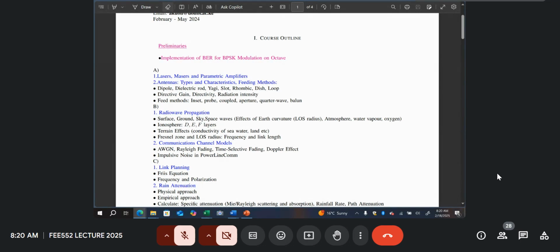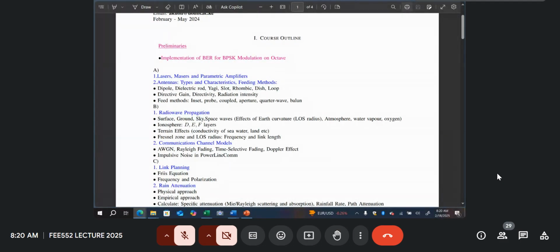So that we'll do when we're talking about implementation of the bit error rate for binary phase shift key modulation on Octave. Octave is just like MATLAB. It's open source. So the first topic would be on lasers and masers. Again, here we define what a laser is and the maser, application areas and operation principle. That's all we need to do for the devices. So we need to differentiate between a laser and a maser. What's the difference? And the parametric amplifiers. Again, for devices, we define what they are, the principles of operation and the application areas.